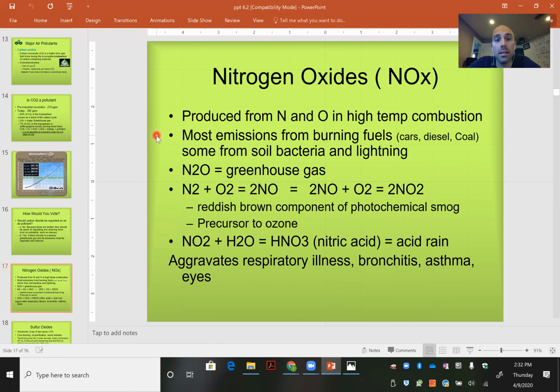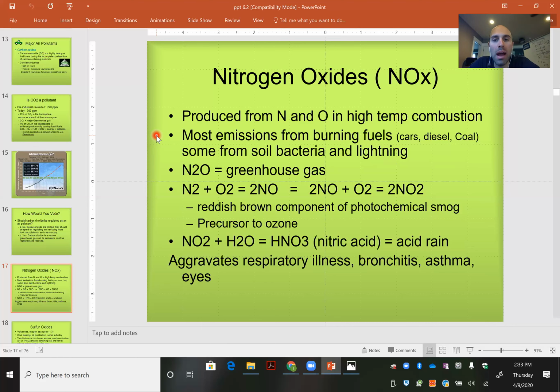Now, dinitrogen oxide, N2O, is a greenhouse gas, and we get that from the combination of atmospheric nitrogen and atmospheric oxygen, or diatomic nitrogen and diatomic oxygen combining to produce two NOs, nitrogen monoxide, and from here, two nitrogen monoxide compounds combine with diatomic or atmospheric oxygen to produce two nitrogen dioxides. Okay, that is our NOx gas.